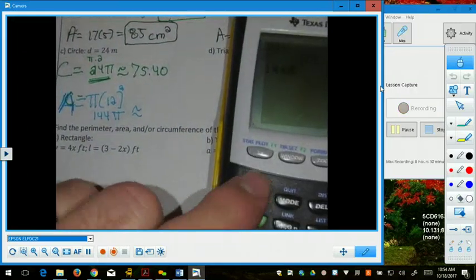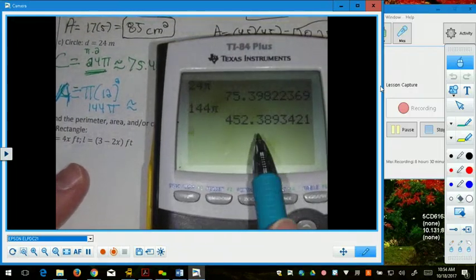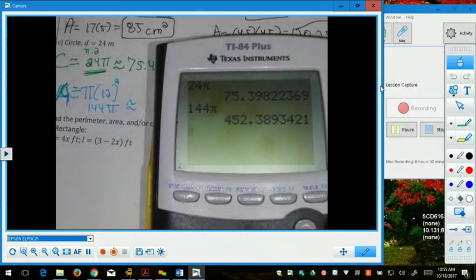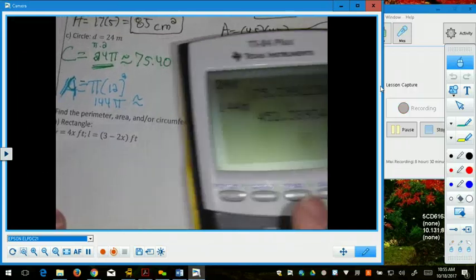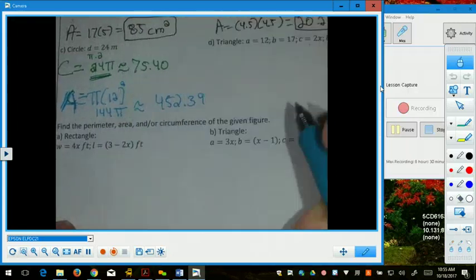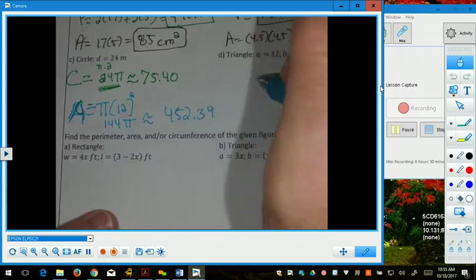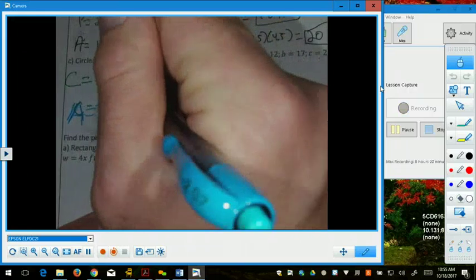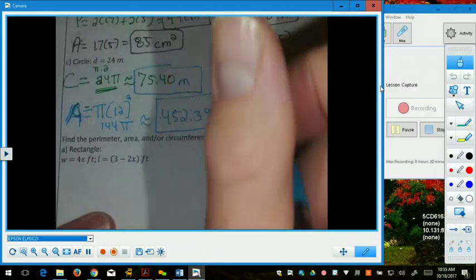So 144 pi, or pi times 12 squared, is 452.3893. So it'll be 452.39. And I forgot to put my units on these. Which one will have meters? The circumference. Which one will have meters squared, or square meters? The area.